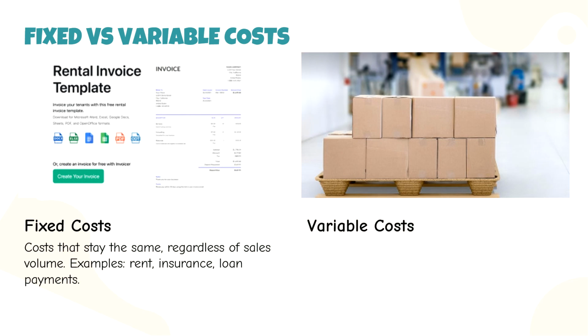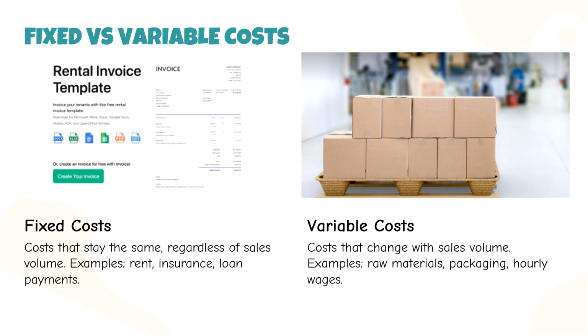Next is the variable cost. So this is the cost that changes with the sales volume. For example, the more product that you create, the more that you're going to be spending on raw materials, such as packaging and hourly wages that you're paying your employees.